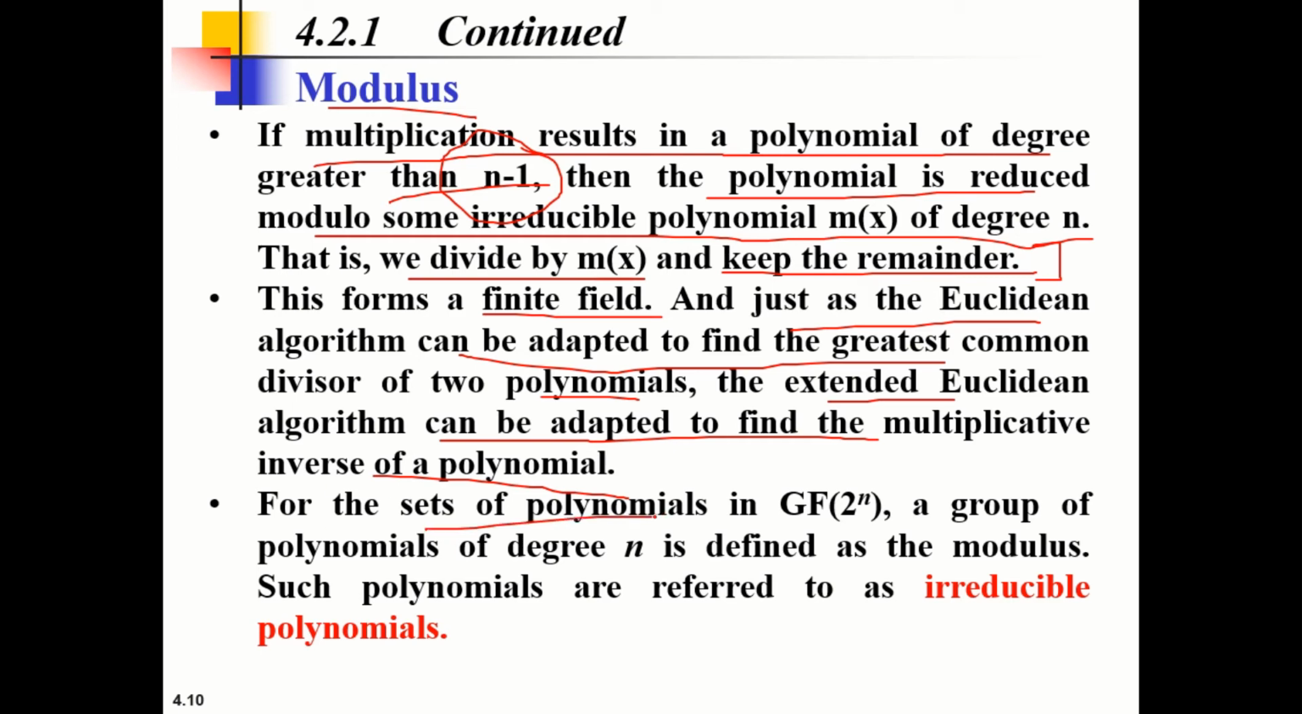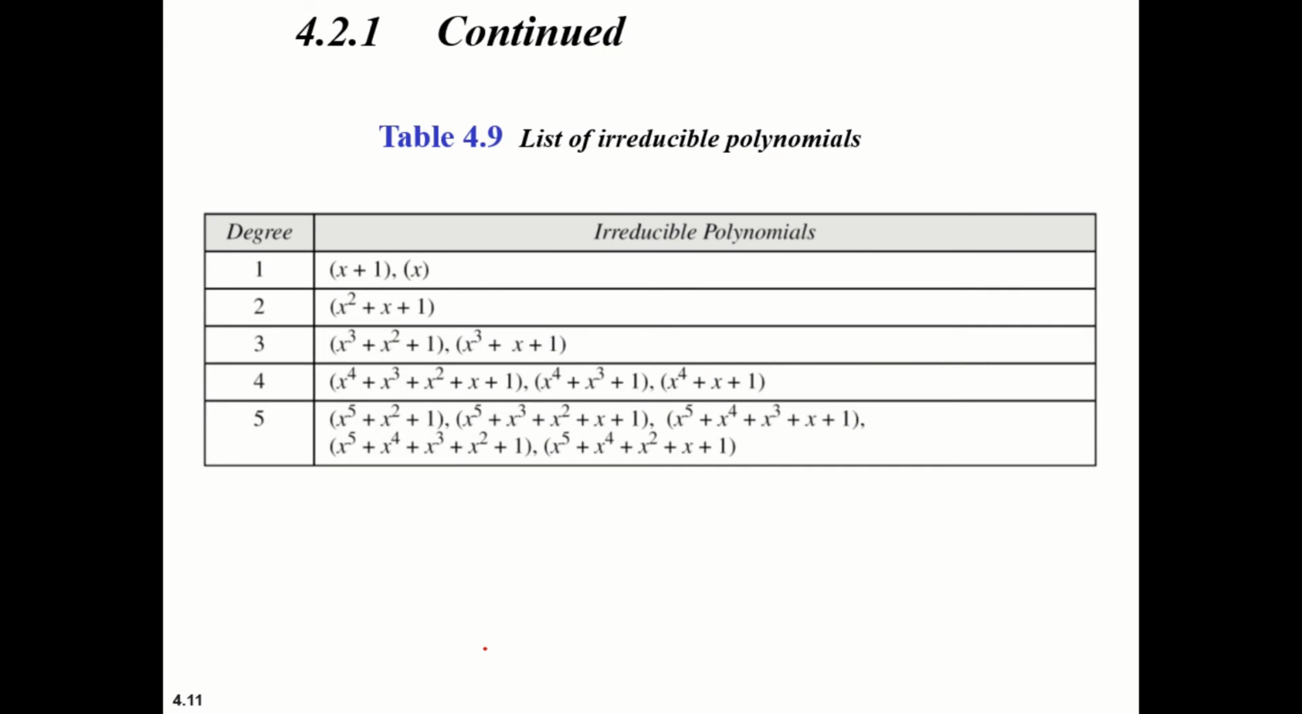So for the sets of polynomials in this field, a group of polynomials of degree n is defined as the modulus, and such polynomials are referred to as irreducible polynomials. So I'll show you some examples of irreducible polynomials. These are polynomials up to degree 5, right? And these polynomials are irreducible. Irreducible means they are prime as well. Okay, and these polynomials can be used for calculating the modulus operation, for carrying out the modulus operations.